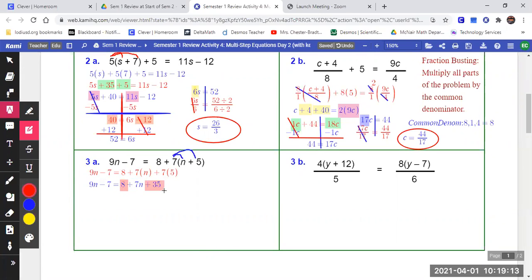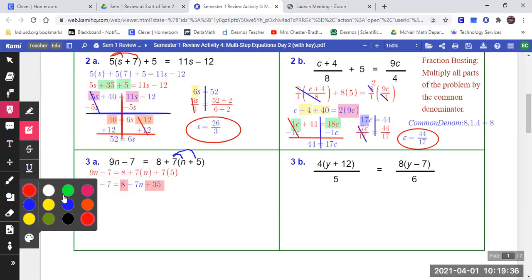Could my messy pieces be both letters? Yes. You just want at minimum 2 on each side, or 2 and 1, or 1 and 2. But you don't want to have like 3 and 4 where you have a whole bunch of extra stuff. Okay, so we're combining those like terms.